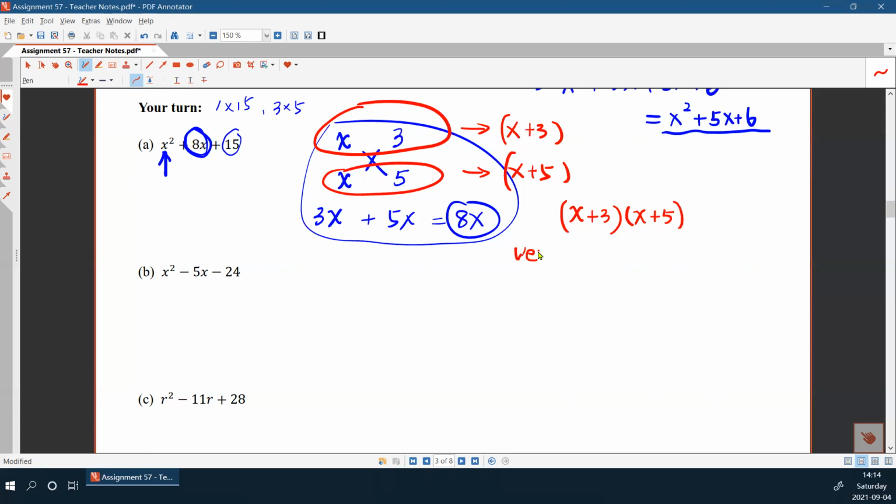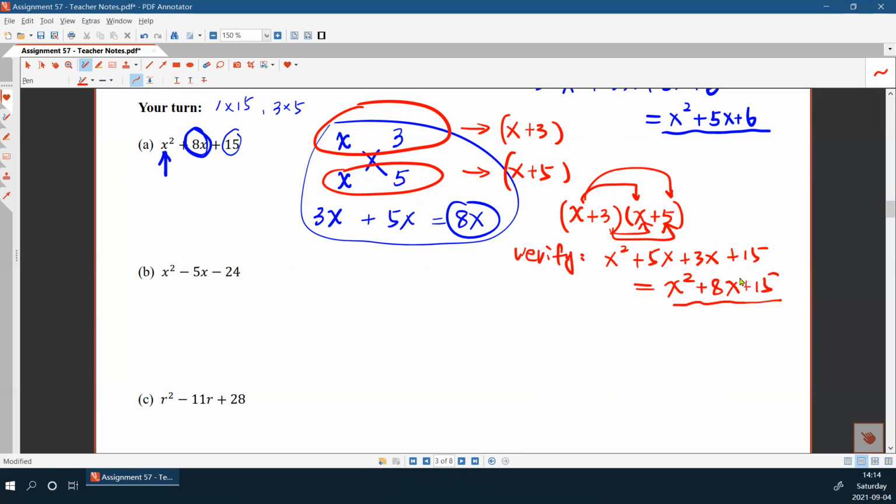Again, let's verify the result by expanding this expression. First of all, x squared, next plus 5x, next plus 3x, and next plus 15, right? And this is x squared plus 8x plus 15, which is the same as the original expression. That means the solution here is correct. Okay, any questions? No? All right, let's see the next one.